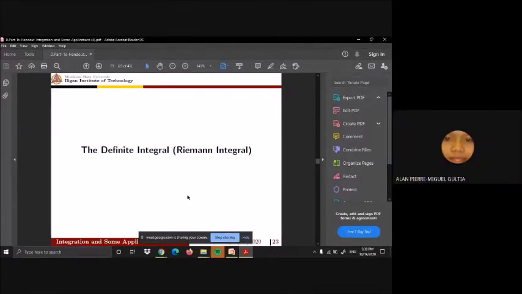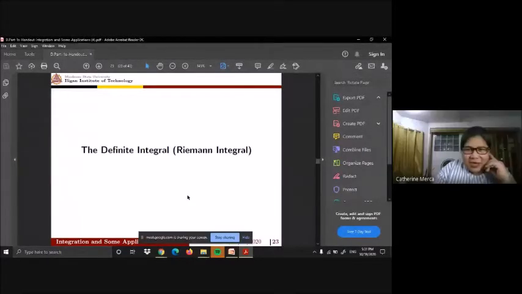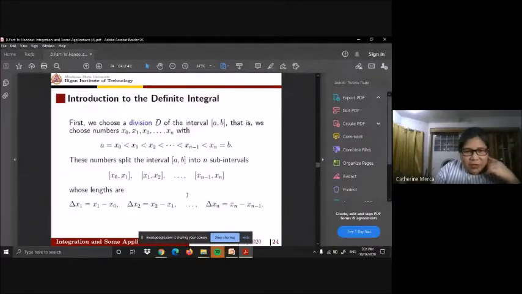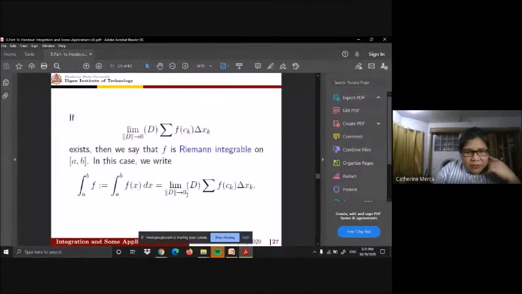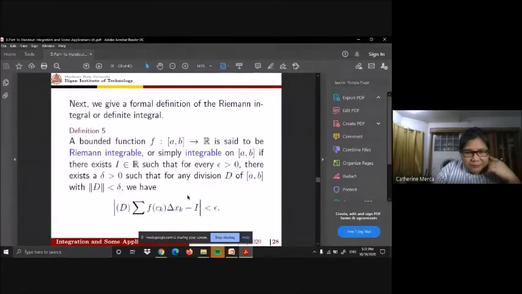Yes, ma'am. Yes, ma'am. Yes, ma'am. Okay. Sige. Limits of integration. So, you now have your limits of integration. Diretsuhin ko na lang. These are the definition. You make use of your Riemann sum.